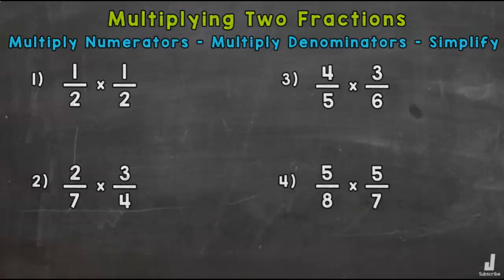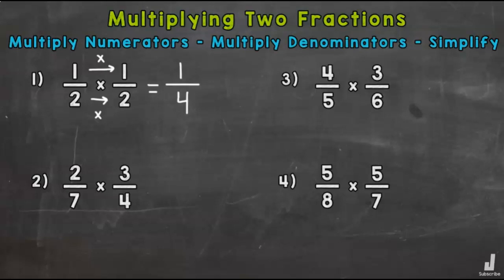denominator. So let's jump into number 1 here, where we have 1/2 times 1/2. So first thing, again, we need to multiply the numerators, so the top numbers. 1 times 1 is 1. Now the denominators, the bottom numbers. 2 times 2 is 4. So 1/4 is our answer, and we can look to simplify.